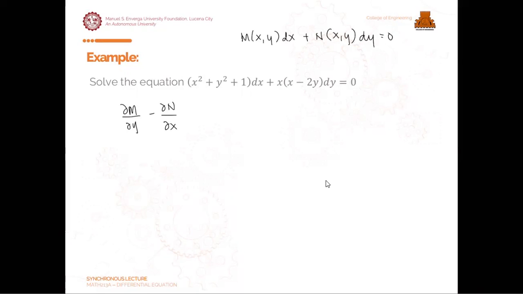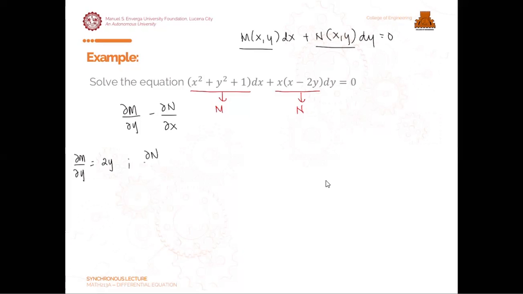So, kailangan identify muna natin yan. So, yung M natin, identify natin. Then, yung N, identify natin. So, for this given equation, ang M natin is this one. Okay? Then, ang N natin is this one. Okay? So, we now get the partial derivative muna. Partial of M over partial of y. So, direct na natin. Lahat ng y is treated constant. So, therefore, ang partial derivative natin will be 2y.